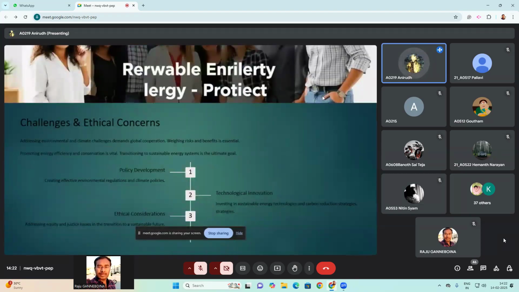So there are also challenges and ethical concerns in our usage of energy. Addressing environmental and climatic challenges demands global cooperation. All the countries must be in sync and cooperate to develop geoengineering, etc., to reduce impact and to save and sustain for future generations.